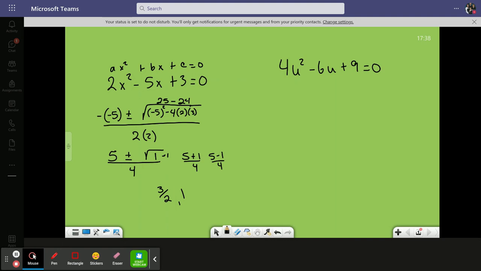So this time again, my b is negative, so I've got a negative 6, plus or minus. That's where my two answers come from, plus or minus. Negative 6 squared minus 4 times 4 times 9, over 2 times 4. So I've got a 6 plus or minus. We've got 36. Let's see, 16 times 9. It's going to be a 144.